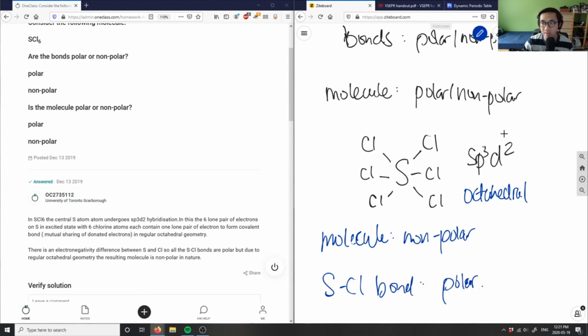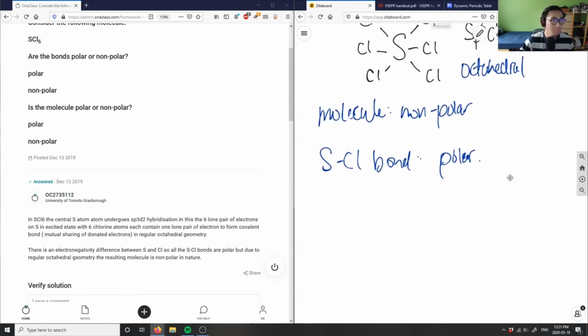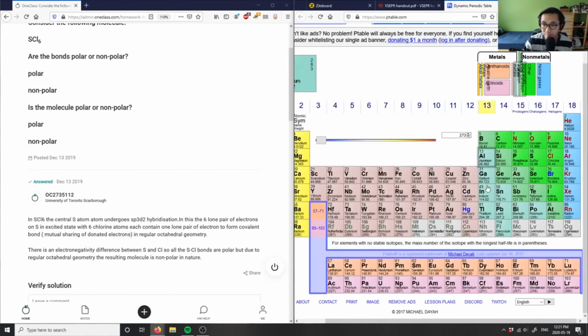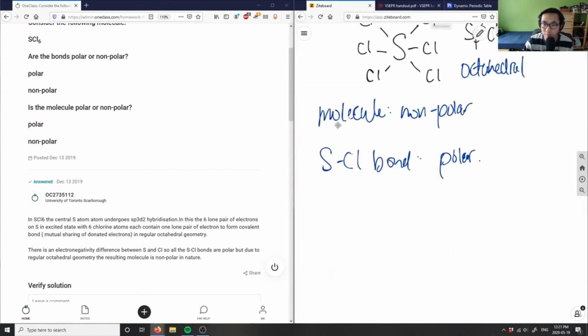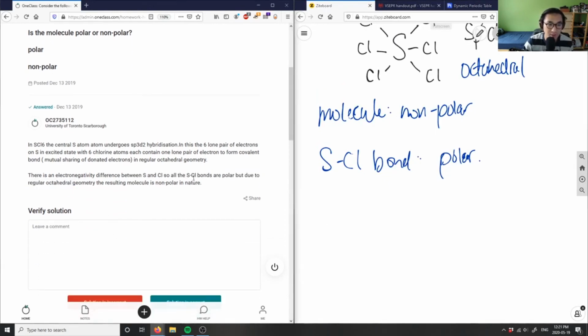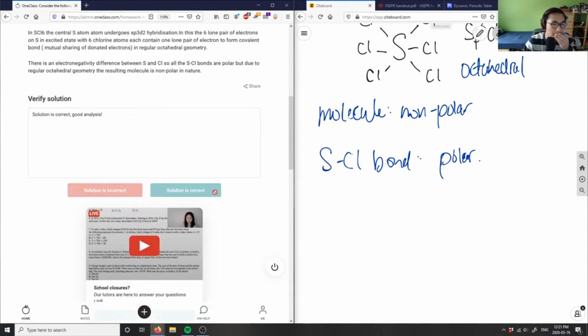When we talk about polarity, it's simply the electronegativity difference, right? And as we know from periodic trends, electronegativity increases across a period, so sulfur is going to be less than chlorine here. Therefore, this answer is correct. The molecule itself is nonpolar, but the SCl bonds are polar. There's an electronegativity difference, so the SCl bonds are polar, but octahedral geometry makes the molecule nonpolar in nature. So the solution here is correct. Good analysis.